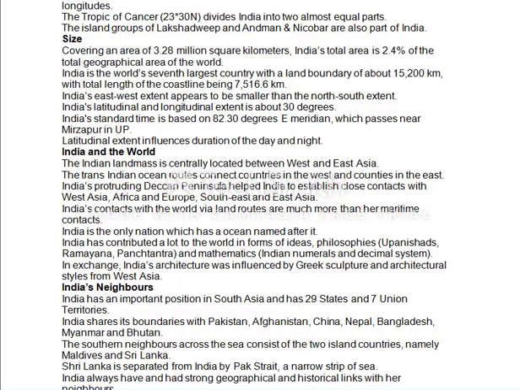India's neighbors. India has an important position in South Asia and has 29 states and 7 union territories. India shares its boundaries with Pakistan, Afghanistan, China, Nepal, Bangladesh, Myanmar and Bhutan. The southern neighbors across the sea are the two island countries, namely Maldives and Sri Lanka.